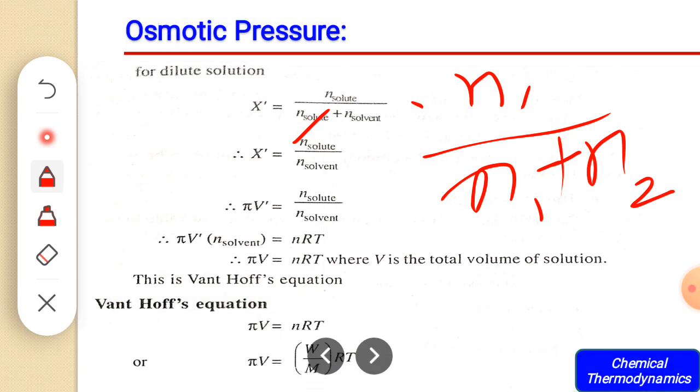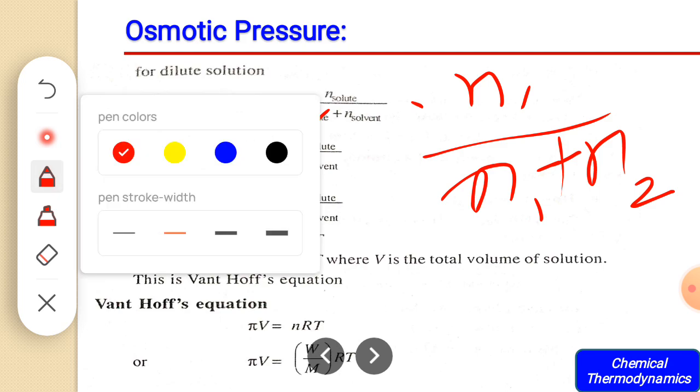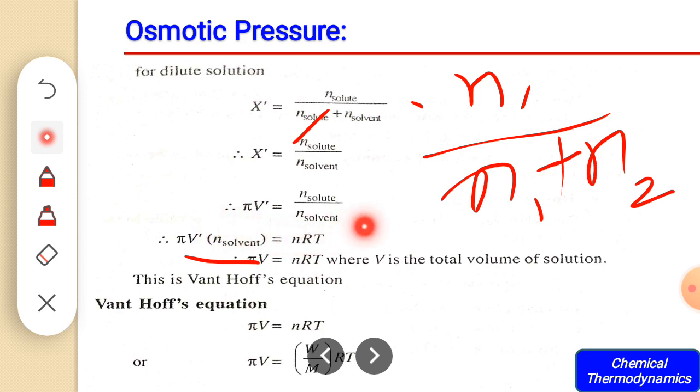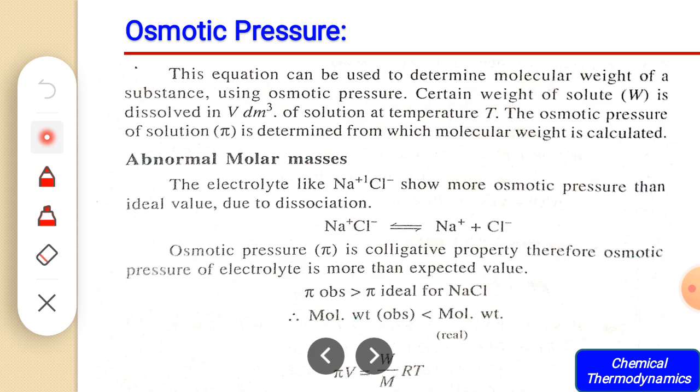Finally we get π V' equal to the number of moles of solute divided by the number of moles of solvent times RT, which can be modified as π V = n RT. Here V is the total volume, and this equation is similar to the ideal gas equation, PV = nRT. So this can also be used to determine the molecular weight by expressing the number of moles in terms of W upon M. So this is very simple.